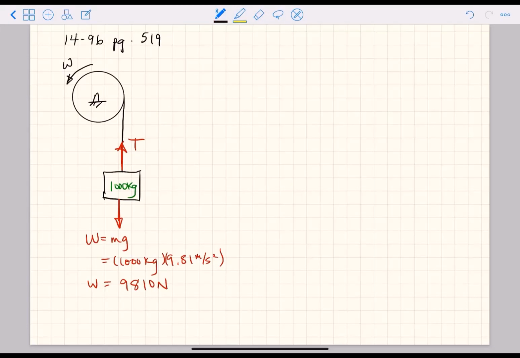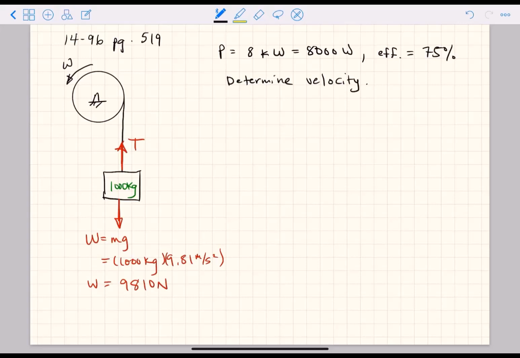Okay, it says it's powered by a motor with 8 kilowatts, so P is equal to 8 kilowatts, which is just equal to 8,000 watts, with an efficiency equal to 75%. It wants to determine the velocity. So that would be the linear velocity at which this is being lifted, not the angular velocity of this winch or this hoist. What we're really looking for is that linear velocity of the weight being lifted.